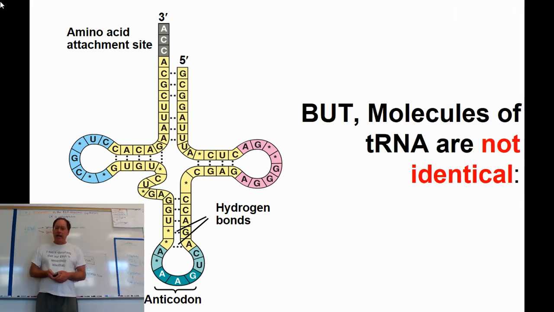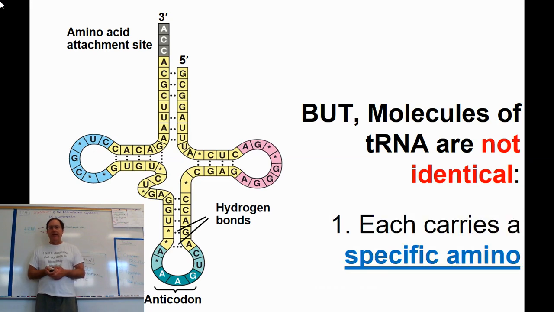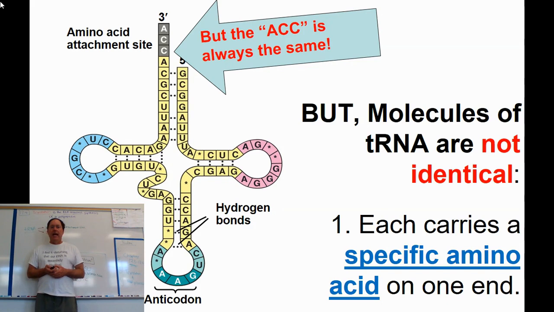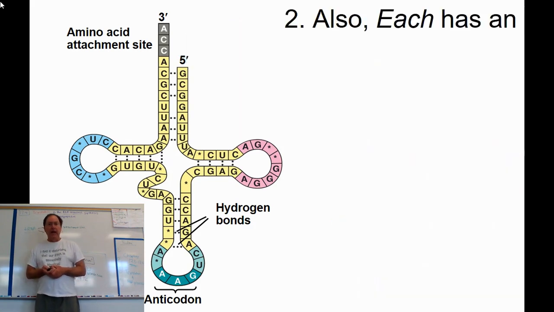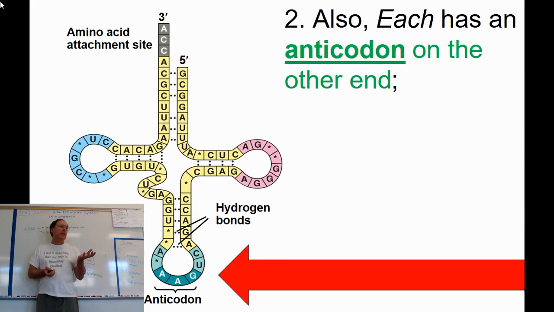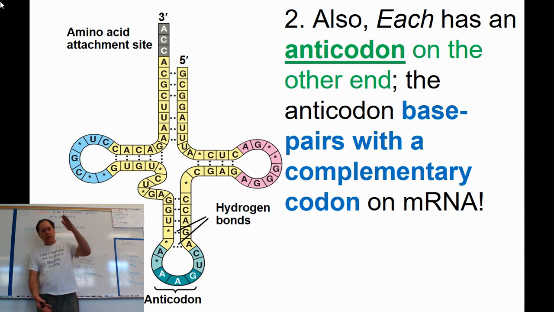Molecules of tRNA are not identical. I already told you how they differ. And why do they differ? Well, they differ because the different ones grab onto different amino acids, and that's important. Each carries a specific amino acid on one end, way up there at the top. ACC is always the same. And then each has an anticodon on the other end. So the anticodon is just going to be the opposite of the codon. So this is actually what's going to bind to the mRNA, this anticodon.